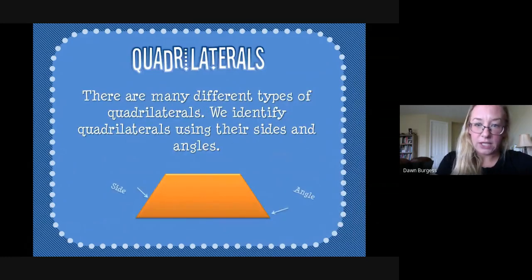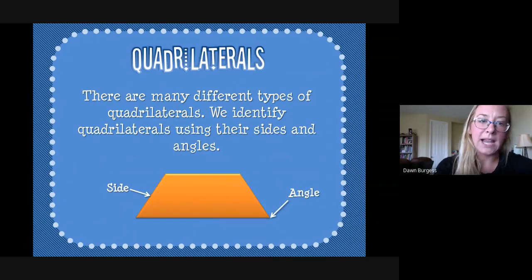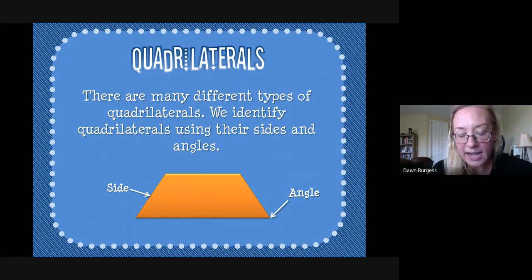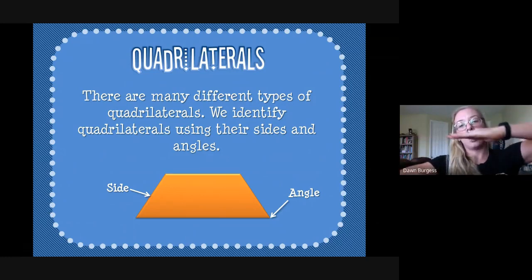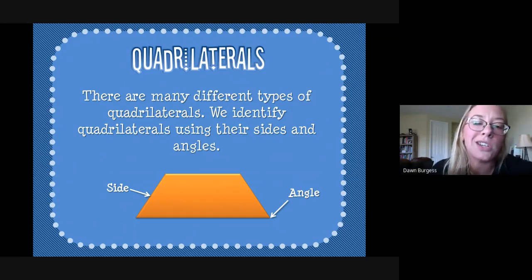There are many different types of quadrilaterals. We identify quadrilaterals using their sides as well as their angles. Okay, so what that means is we have to know those terms that we were talking about when we said parallel, meaning lines that never cross, right? That's one of the terms you're going to need to know because it's one of the ways that we classify quadrilaterals. How many parallel sides or how many parallel lines do they have?